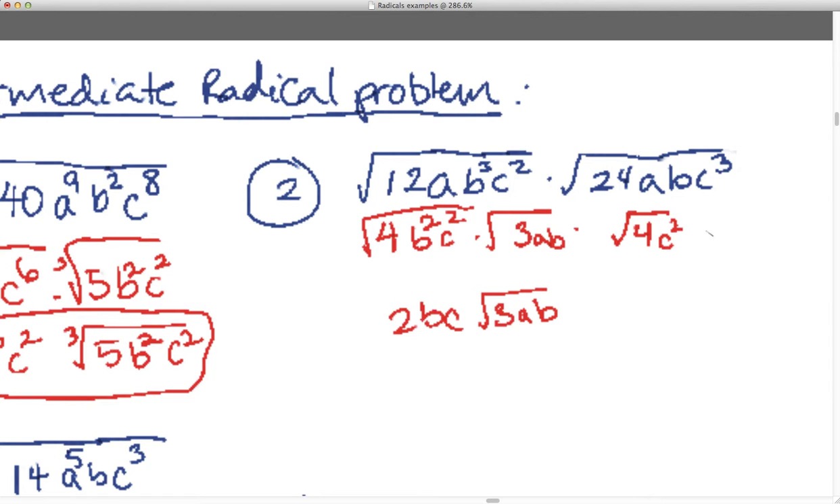And then here we have another completely different problem that has, again a 4, and only a c squared can come out of that, times what's left, 6a, b, and then one of the c's that did not come out with the c squared. So when you bring that down, that becomes 2c.